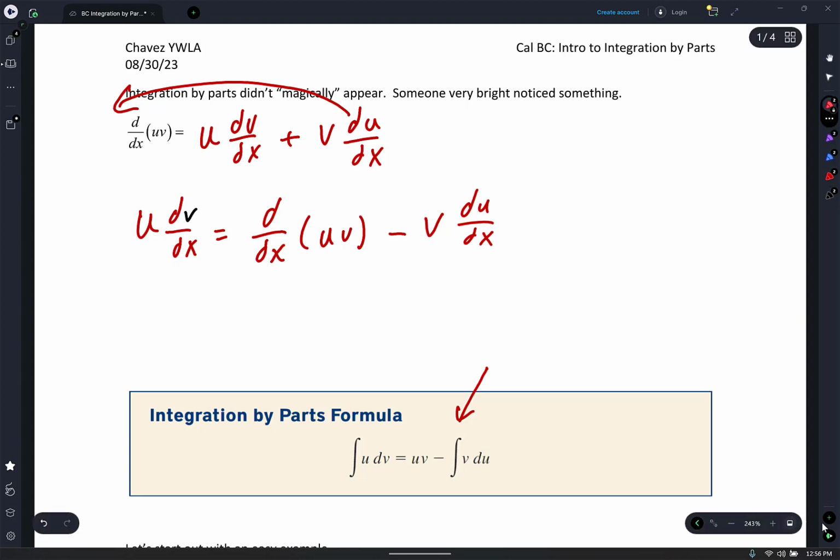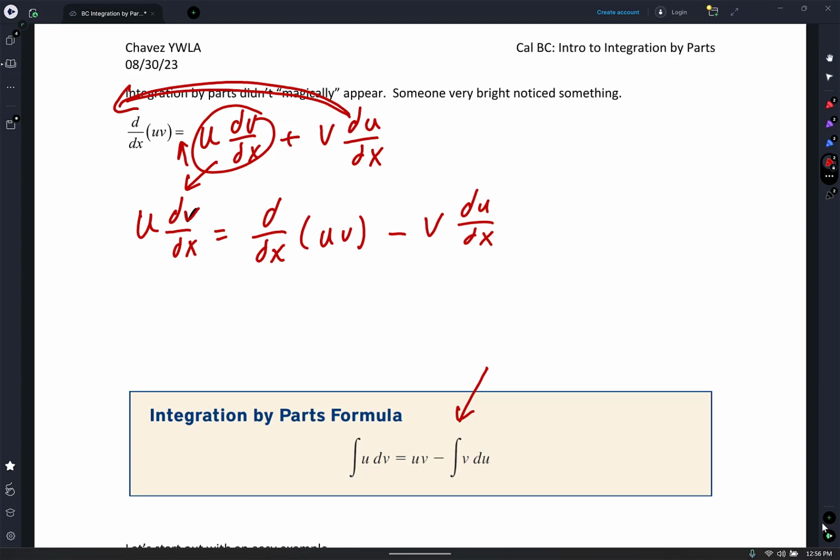Why did you put the equal sign? That equal sign is this equal sign. I moved this to the left, and I wrote this first, and then d dx of uv minus v du dx. Nothing crazy, right, guys? And then I'm going to integrate and put dx. Whatever you do to one side, you do to the other.